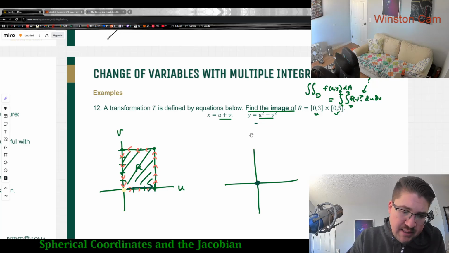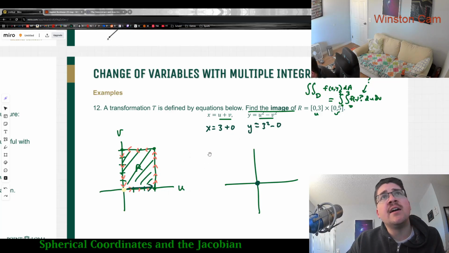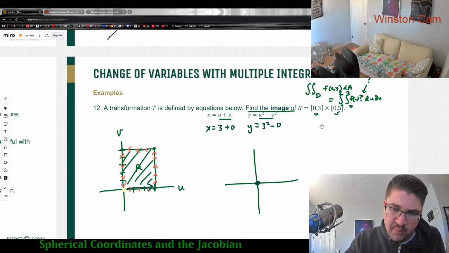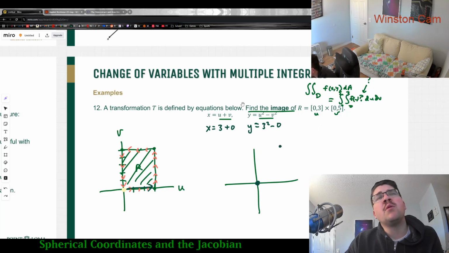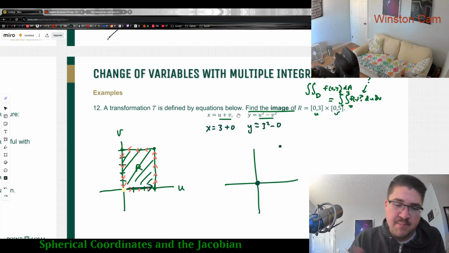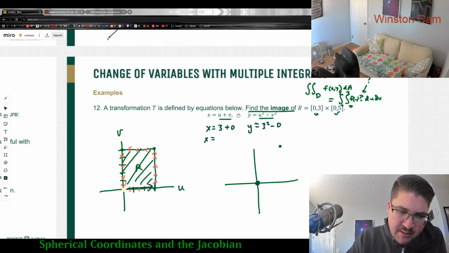So let's write out what I just said. x is going to move up to 3 plus 0, and y would be 3 squared minus 0. Because again, v is 0 here, and u is moving from 0 to 3. So that point would be 3, 9, and we're going to move all the way up to right here. But what we're noticing is that if v is specifically 0, we have x equal to u and y equal to u squared.